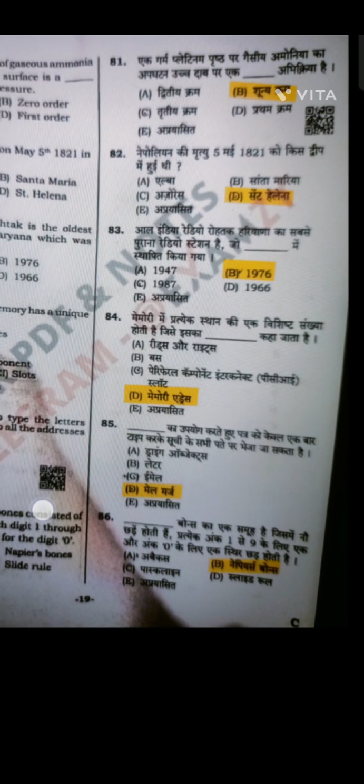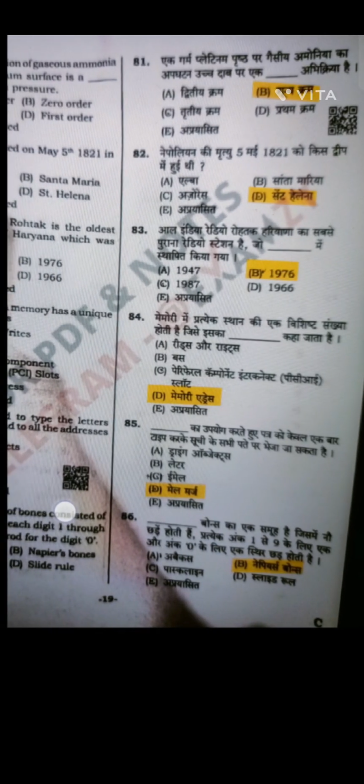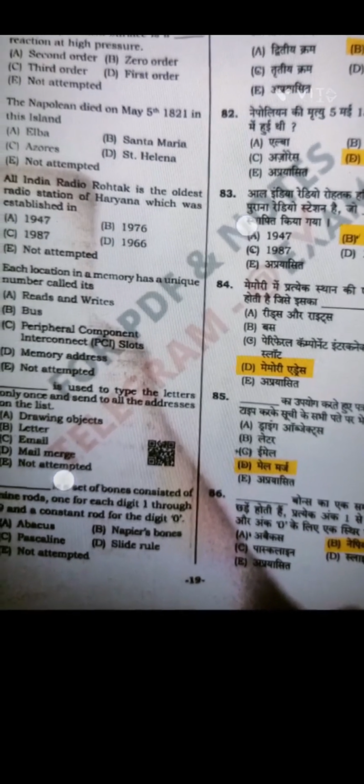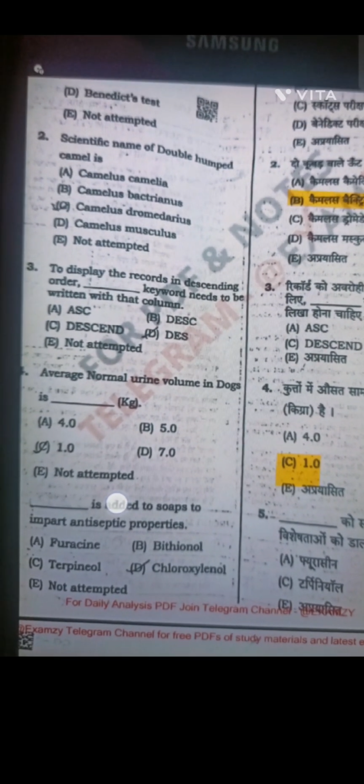Okay? Each location in a memory has a unique number called the memory address. To display the records in descending order, the keyword needs to be written. So descending, DESC, option number two, B is right.